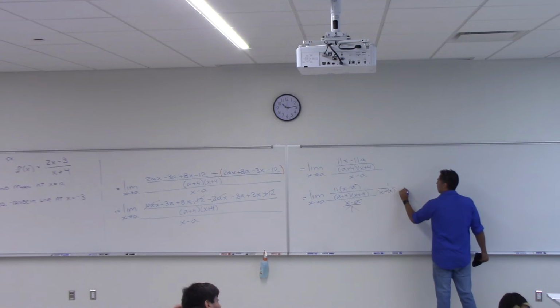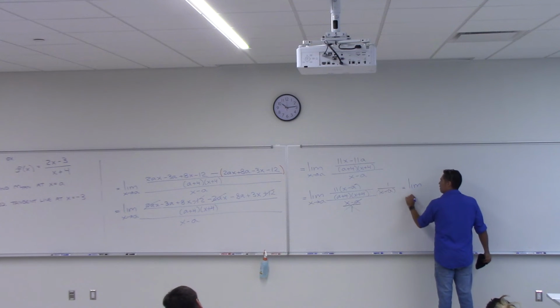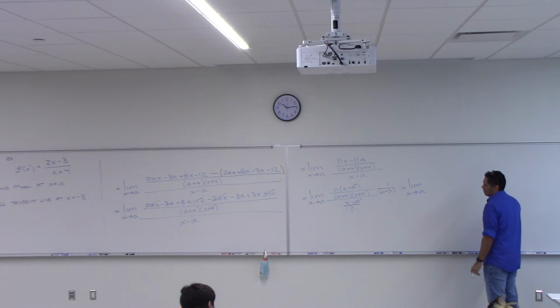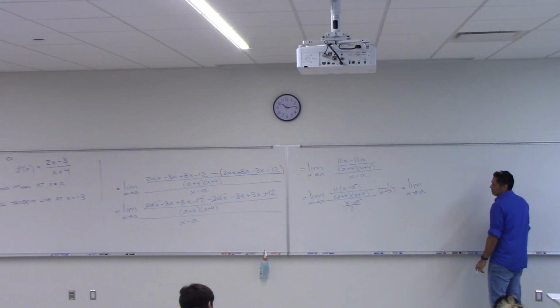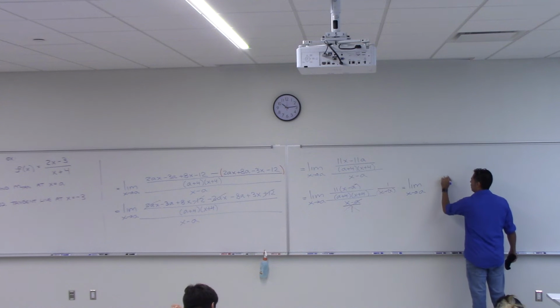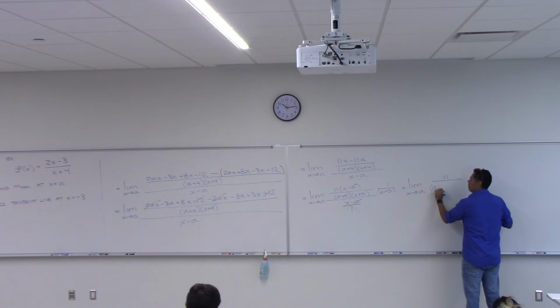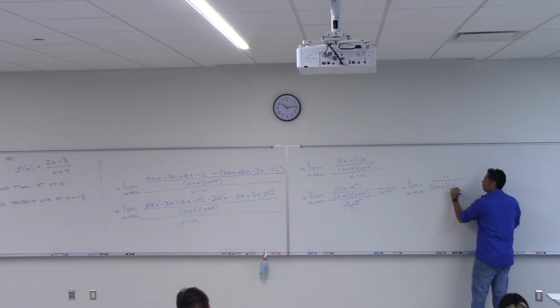So now I'm left with limit as x goes to a. All right, what am I left with? 11 over a plus 4, x plus 4?